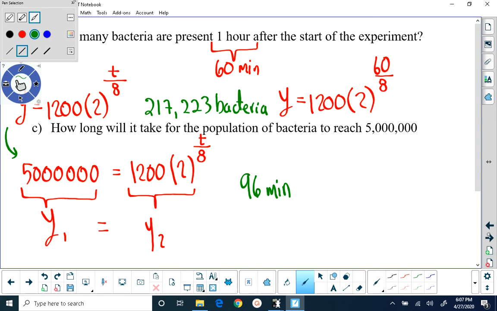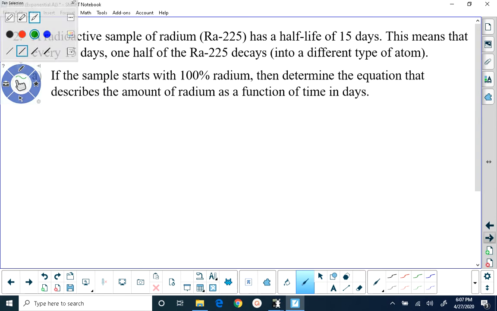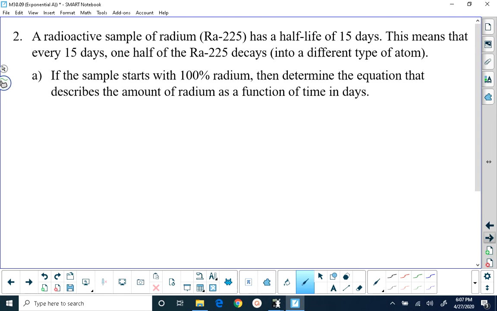Let's take a look at another one. This one deals with what's called a radioactive sample, which has something called a half-life. And you're told here that a half-life of 15 days means that every 15 days, 1/2 decays. It turns into something else. You don't need to understand the physics of that, but you do need to understand that the amount of radium is being multiplied by 0.5 every 15 days.